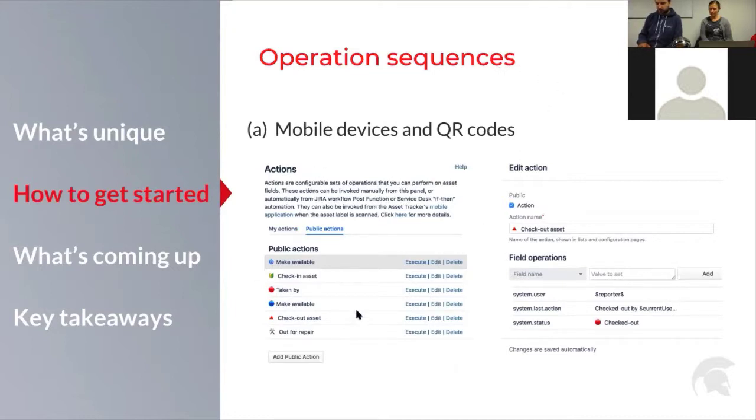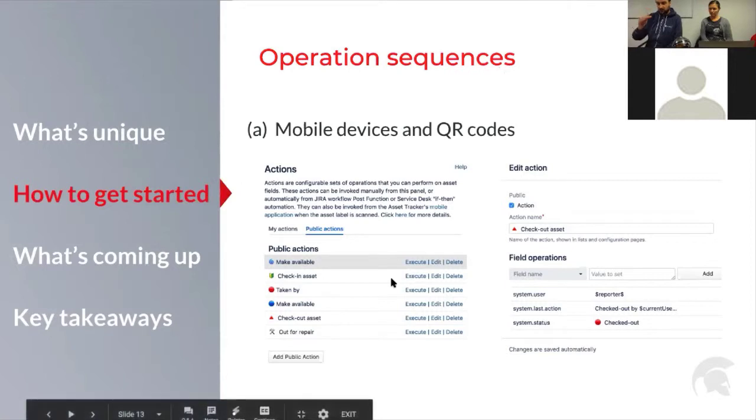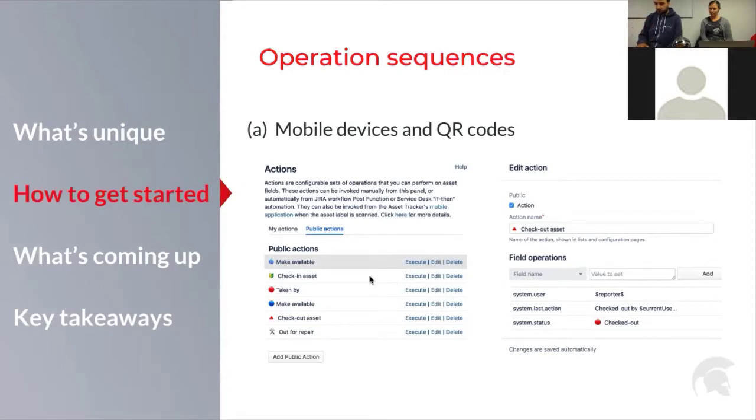That's how here on the left side, we can see the list of operation sequences available. We can make available, check in asset, take and buy, make available. Oh, I can see we have doubled it here. Check out and out for repair. If I would click on checkout asset, here this one, I would see how it behaves. It takes system user, so the field in Asset Tracker, and changes it to the reporter.